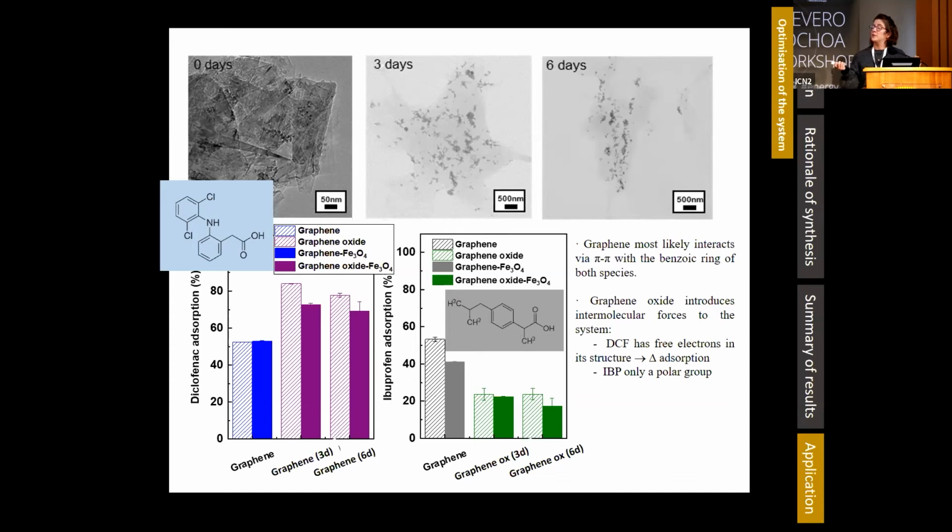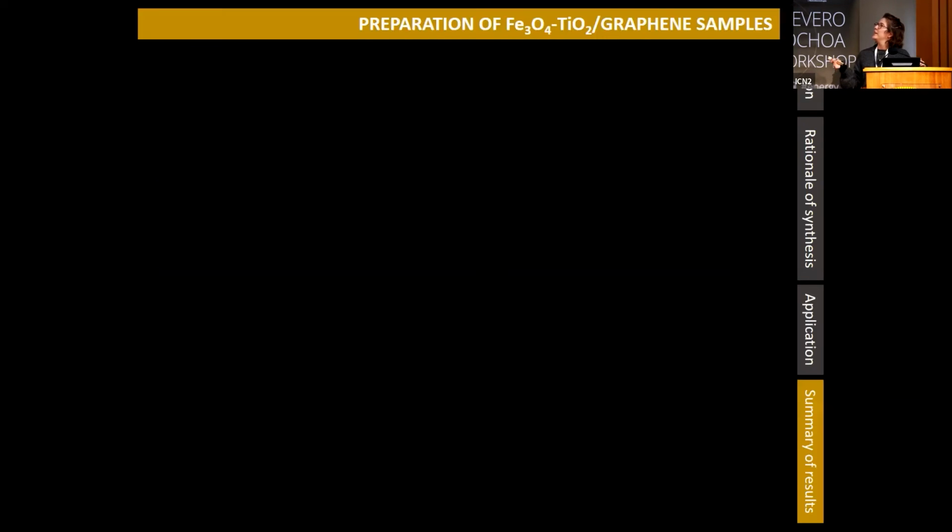We think that it is because when you have graphene oxide, you add some electrostatic forces. So when you have only graphene, you interact via pi-pi stacking, but afterwards, the polarity of the compounds starts mattering. And diclofenac is more polar than ibuprofen, so its behavior was better in the case of graphene oxide. This was something that we learned.